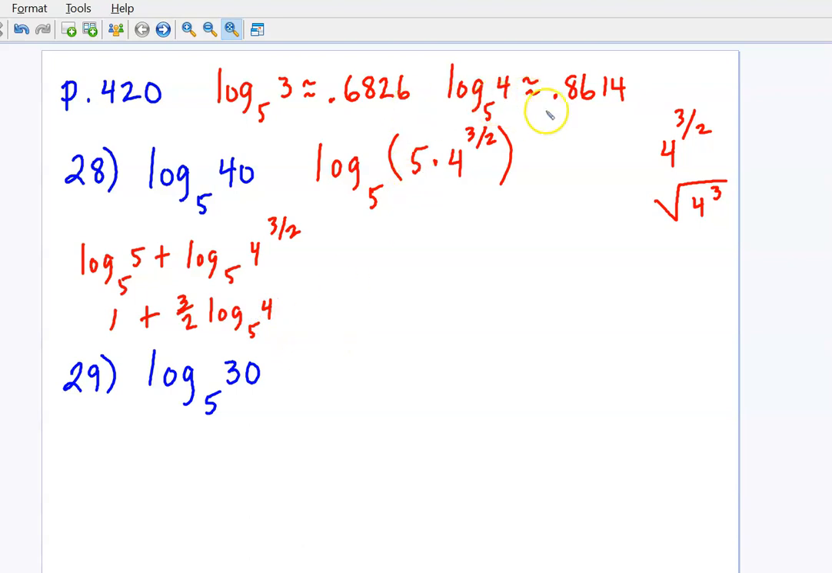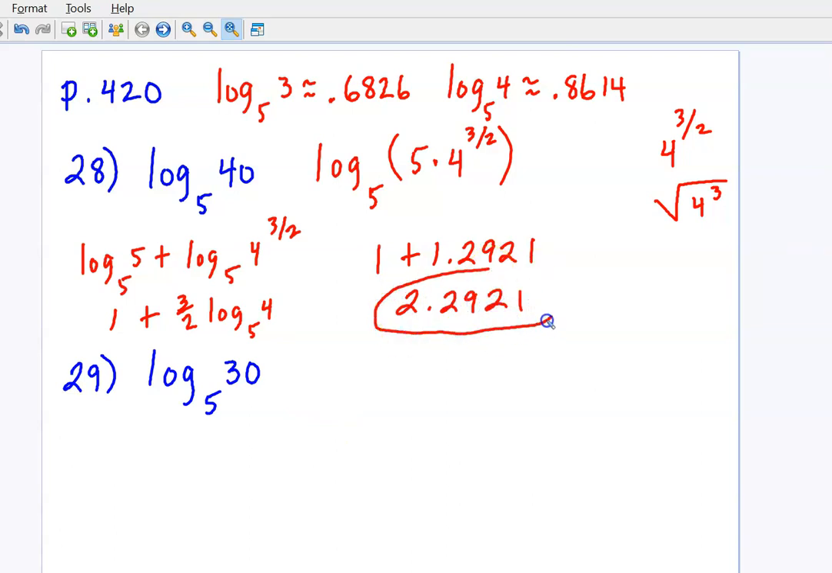And now we can go to what we have been given, 1 plus, let's go to our calculator, and we're just going to take this decimal 0.8614 and multiply it by 3/2. So times 3 divided by 2, and then we'll be ready to add these together. 0.8614 times 3 divided by 2 is 1.2921. And now we just add 1 to that, and we'll have our final answer of 2.2921. Okay, so there's your answer for number 28.